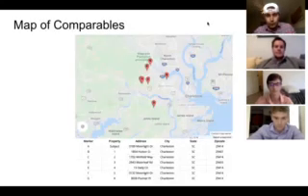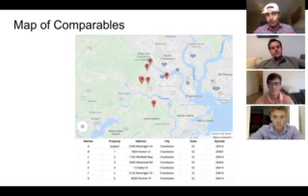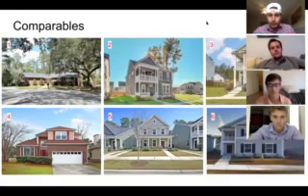So we chose 6 comparable properties, and as you can see from this map, they're all close together. What we're looking for in a comparable property is similar features like the garage, similar amenities on the interior, similar amount of bedrooms and baths, and similar lot size. The next slide shows all the pictures of the 6 comparable houses, and as you can see, they look very similar to the subject property.